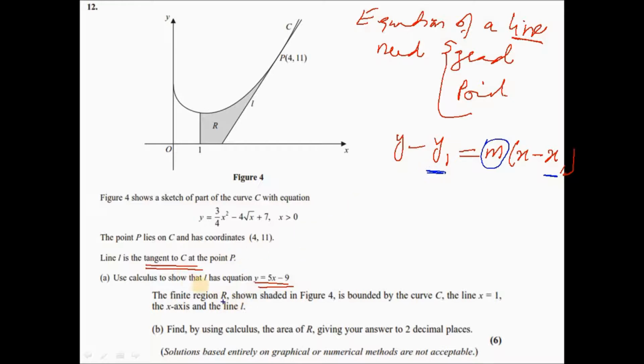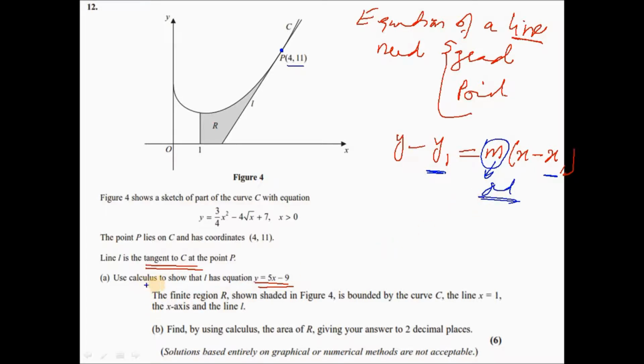In this case, we need to find the equation of the line, and we have a point: this is the point P, (4, 11). This point lies on the curve as well as on the line, because the line is tangent to the curve. So this point P lies on both. So we don't need to worry about the point. The only thing we need to worry about is that we don't have the gradient of the line. That means we need to figure out how to find the gradient of the line.